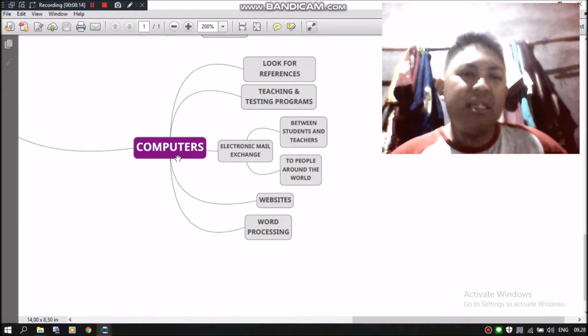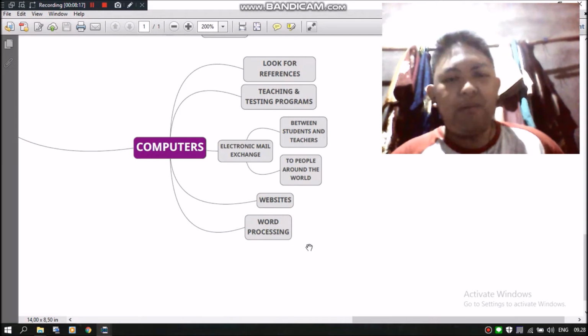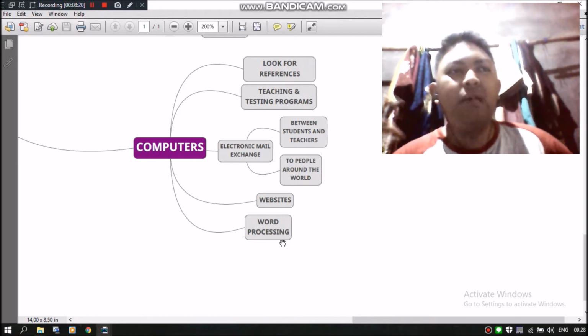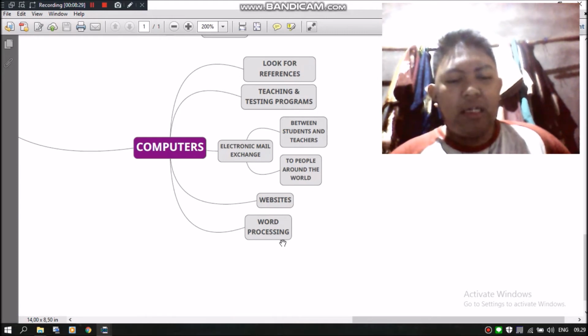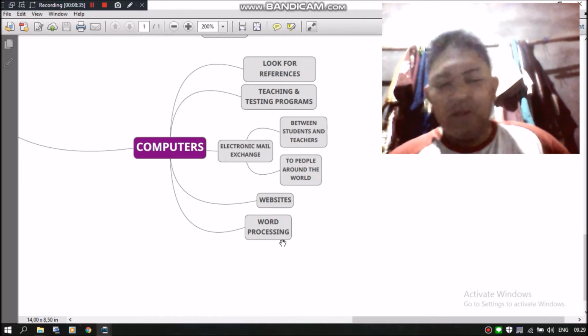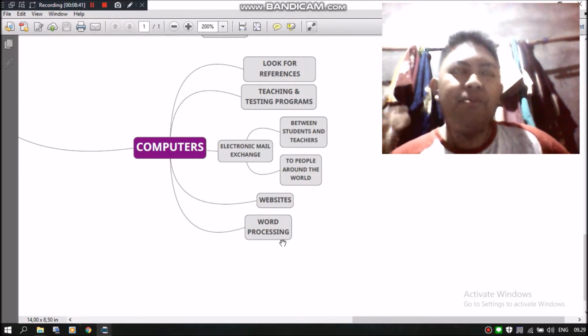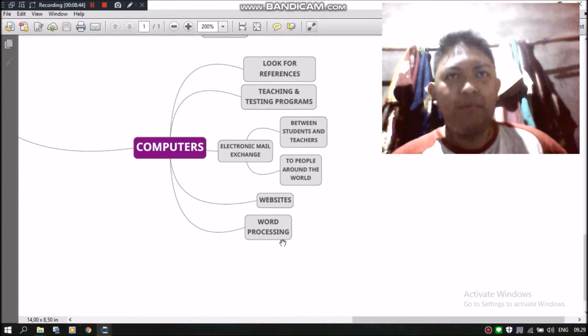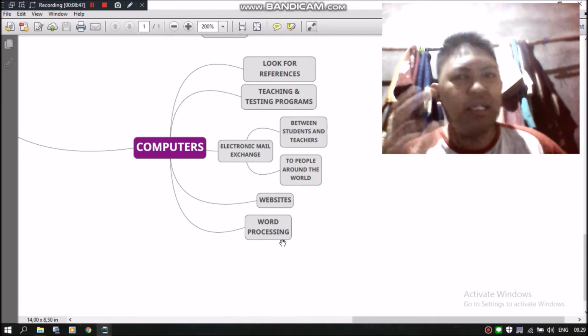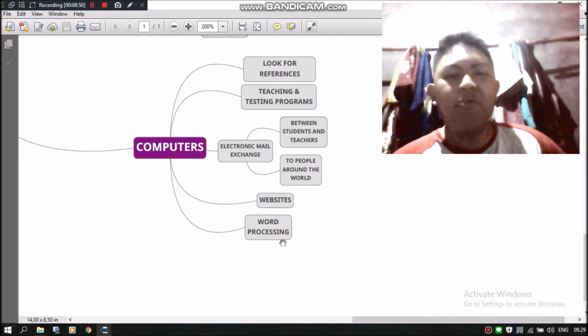And last but not least, the usage of computers is for word processing, because word processing with computers is a lot easier than writing with your own hand. Let's be honest, most people once they learn how to type on a computer will prefer typing on a computer rather than writing with their own hand, because it's a lot easier, and processing words on computers is also easier because there are so many programs that you can use.